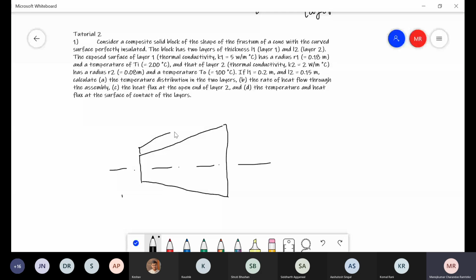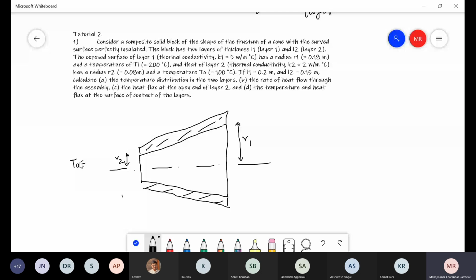So this radius is R1 and this radius is R2. So temperature here is given as 100 degrees Celsius, and the temperature here T1 is given as 200 degrees Celsius.